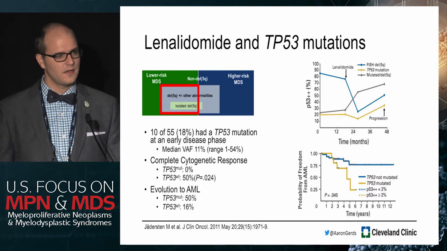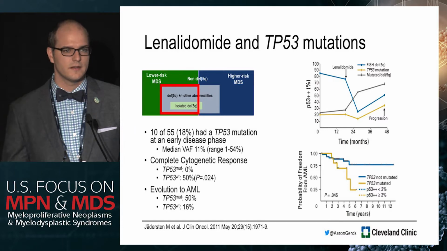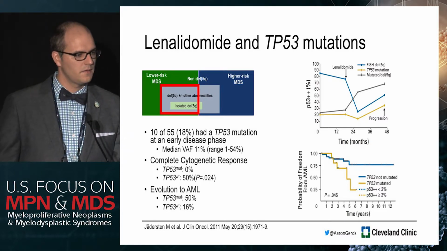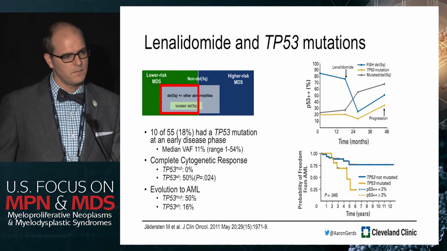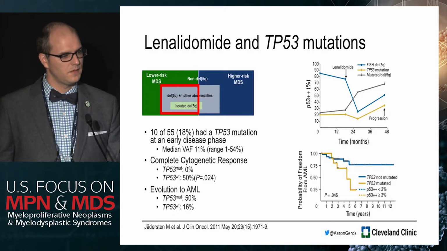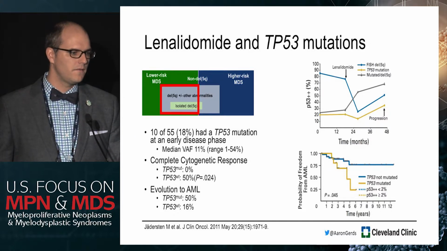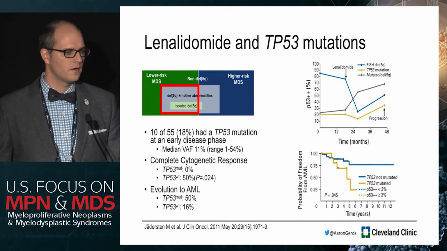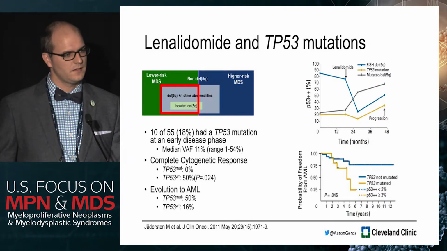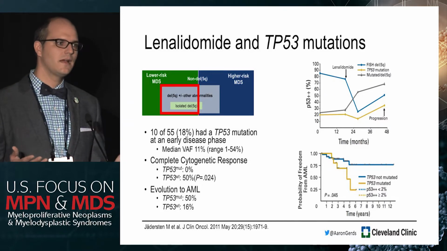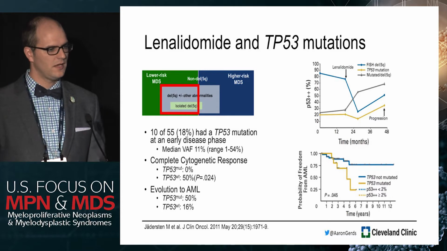And that's represented in the Kaplan-Meier curve at the bottom right-hand corner, blue being those who did not have the P53 mutation, and yellow being the ones who did. The figure in the upper right-hand corner shows a single patient from this study, as an example of how these clones may change.